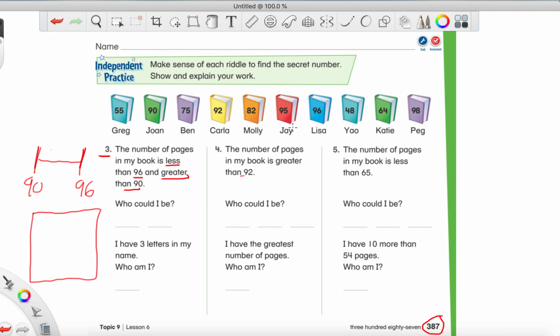All right, now I'm going to read a little bit faster. We have Jay with 95 pages. Lisa with 96. Yao with 48. And Katie with 64. Then we have Peg with 98. So whoever has the pages that are between 90 and 96, go ahead and make your list.